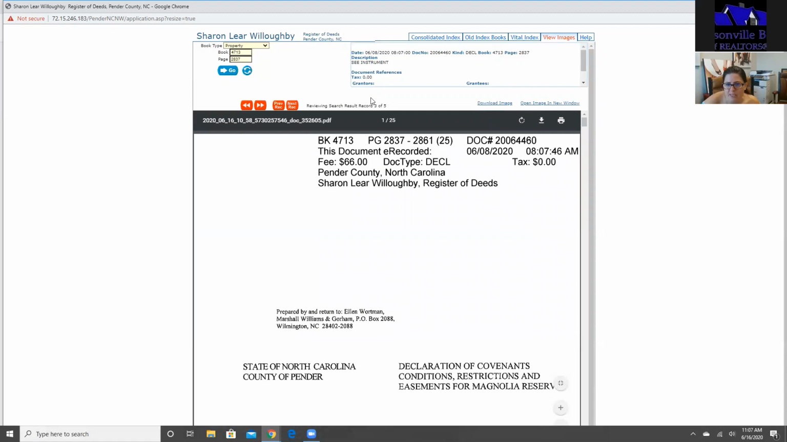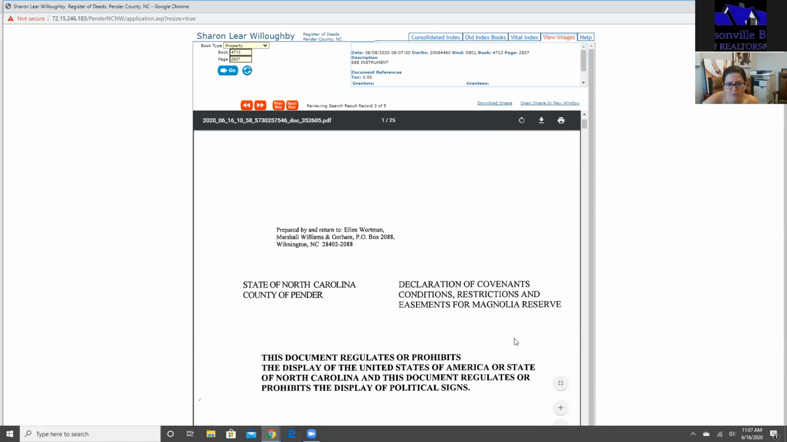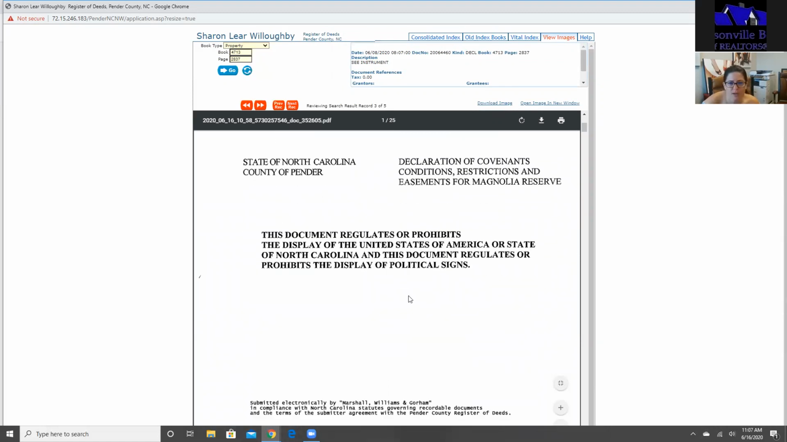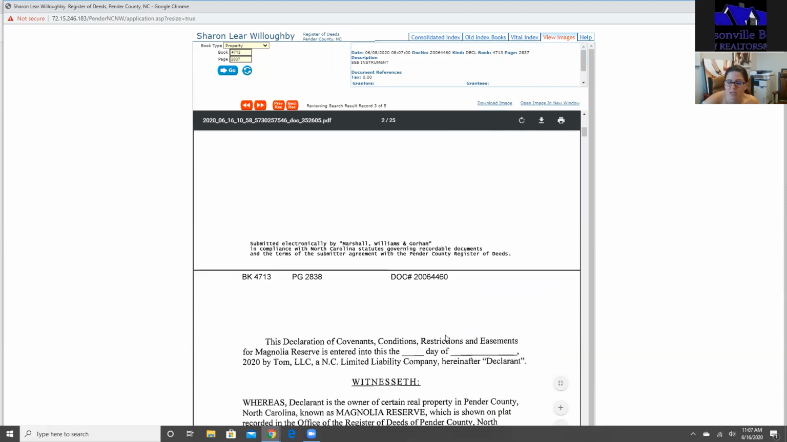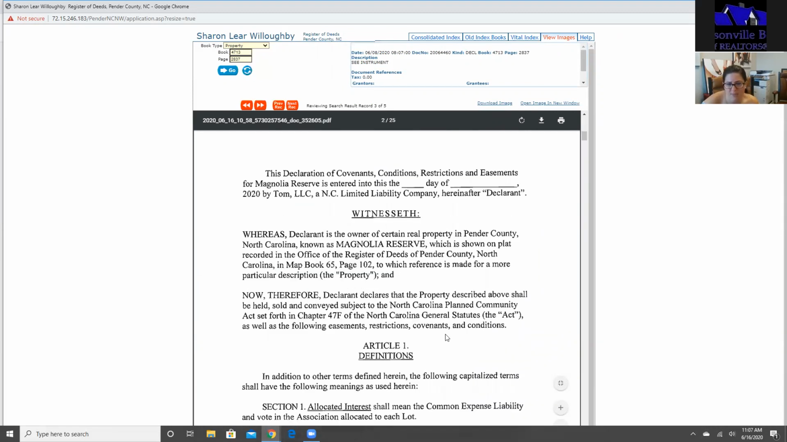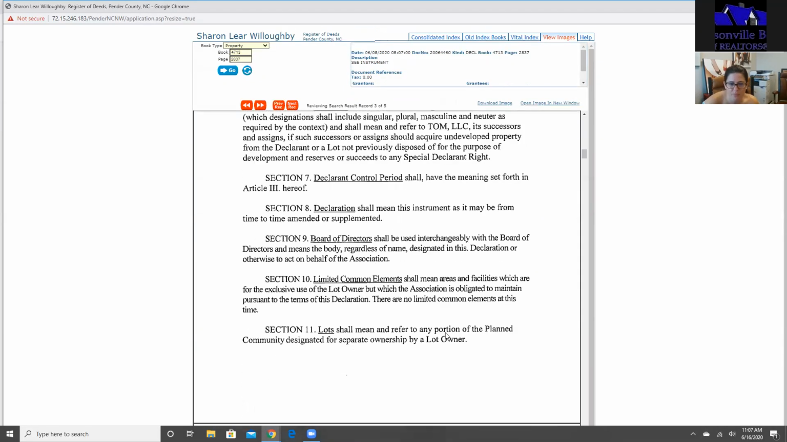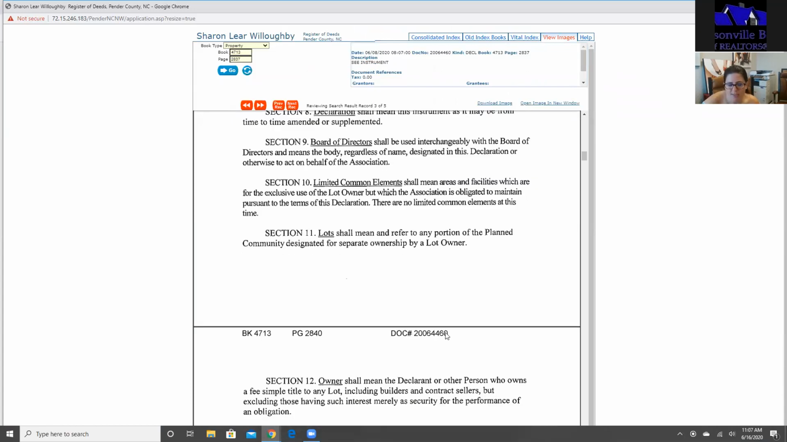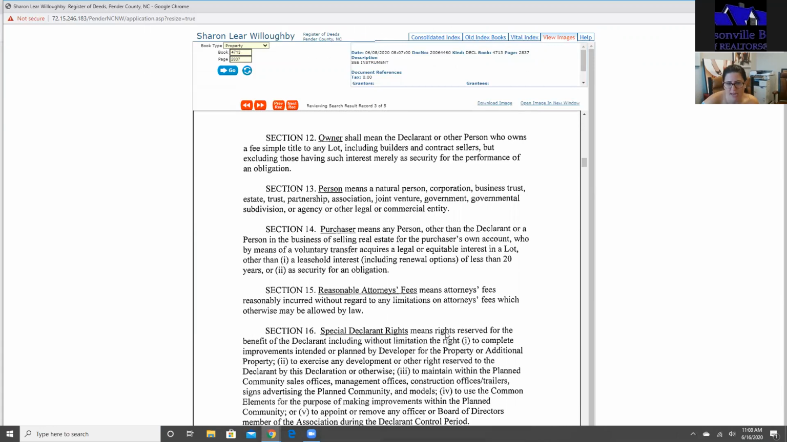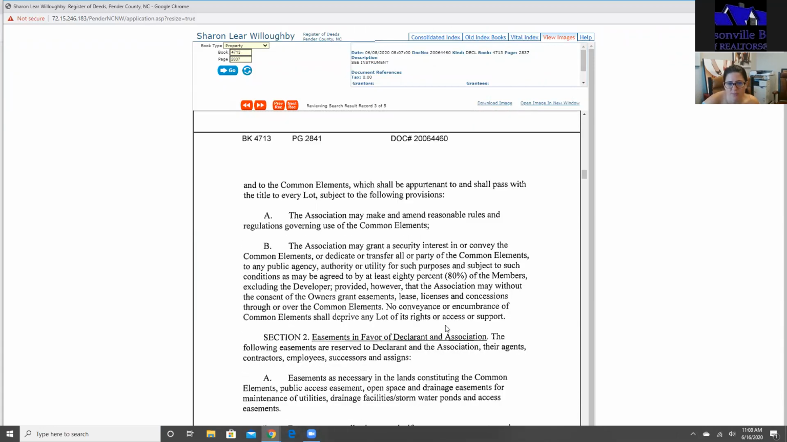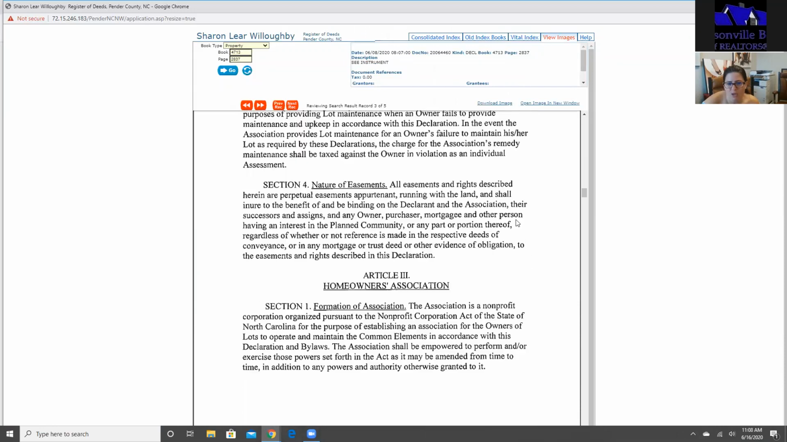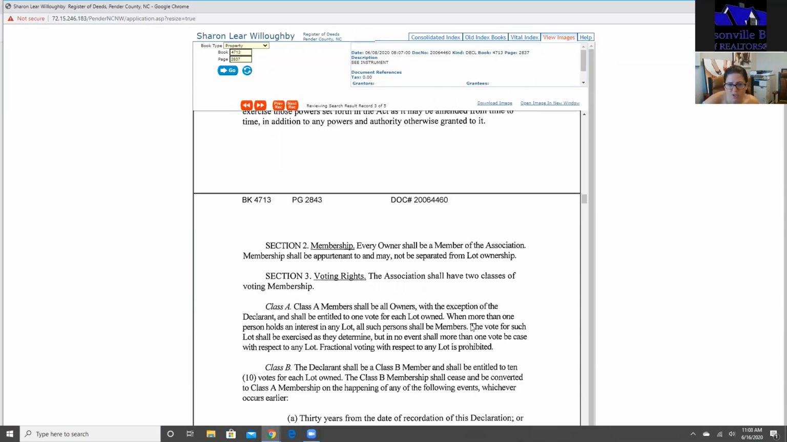So once again, you've got 25 pages of covenants, declaration of covenants for Magnolia Reserve. That's what we're looking for. Right here, they put it on here as well: regulates or prohibits display of, and they missed the word flags. I actually need to bring that up to them, and political signs. So they're already putting it in there, that they've got some things in there that you're going to have to look at if your people are big flag people or anything like that. Again, all of these are going to be recorded the same way because they are state of North Carolina. Again, you've got a bunch of definitions. You've got the homeowners association and the formation of the association.